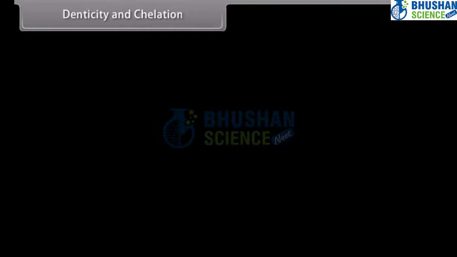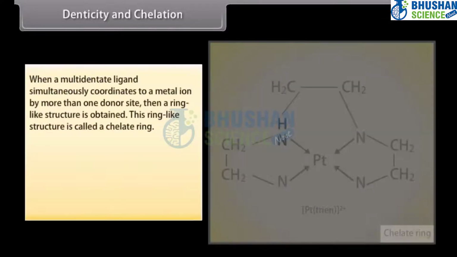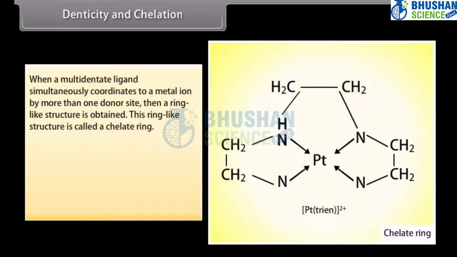Denticity and chelation. When a multidentate ligand simultaneously coordinates to a metal ion by more than one donor site, then a ring-like structure is obtained. This ring-like structure is called a chelate ring. Pt(en)2 2+ is an example of chelation.